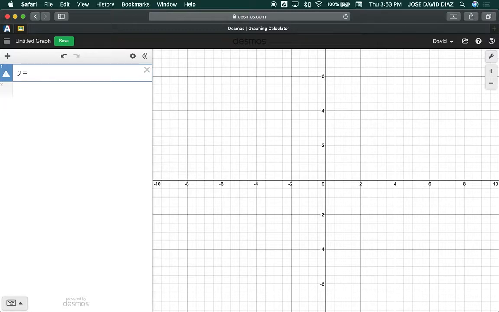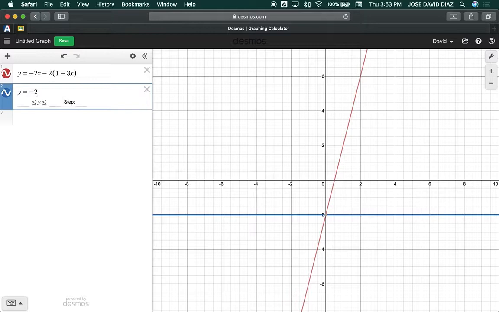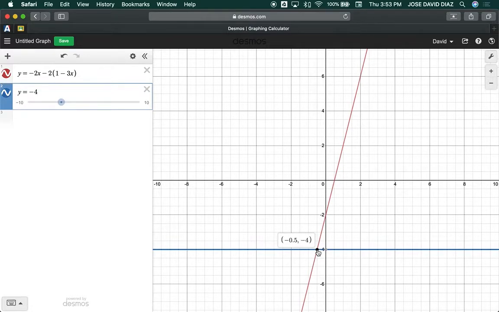I'm going to type in the first expression, which will be now my function. Now on the second line, I'm going to type in y equals negative 4. And now, sometimes I use Desmos because it's a little faster to be able to see the solutions. So therefore, that is negative 0.5, comma negative 4 is the intersection. Your x value is the solution. Notice that it matches. I'm going to go ahead and graph it on my paper.